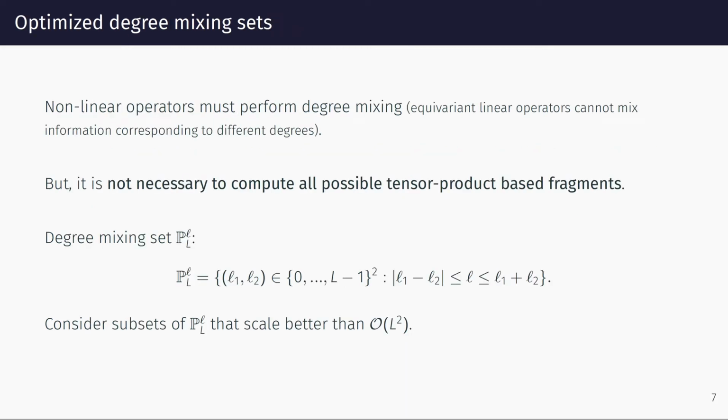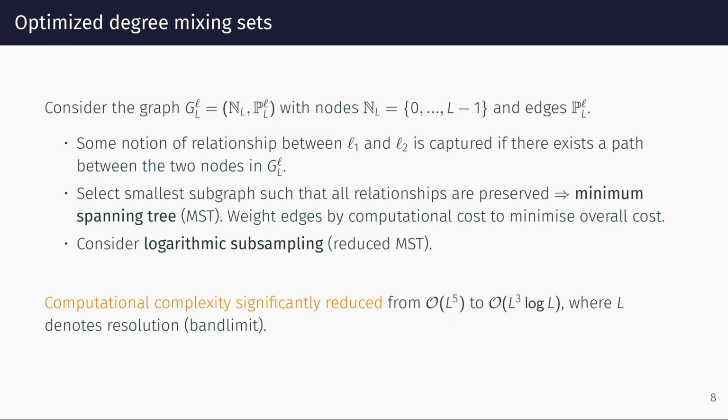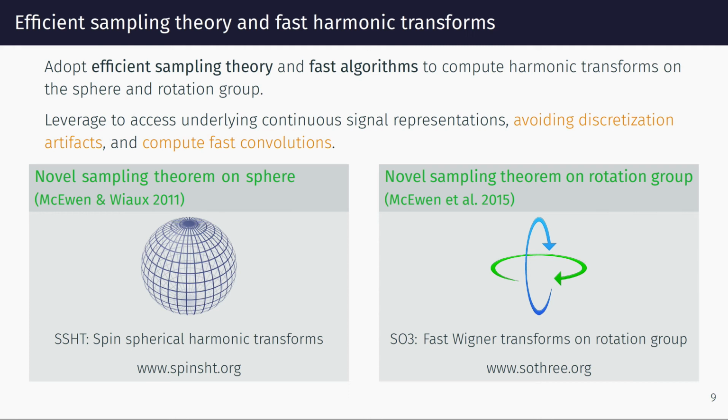We introduce optimized degree mixing sets for the tensor product activations to mix information between degrees in a reduced set of connections. To construct these optimized mixing sets, we consider subsets of the full mixing set. We consider a graph representation of the mixing set with edges weighted by computational cost and recover a minimum spanning tree with further logarithmic subsampling. This reduces computational complexity significantly.